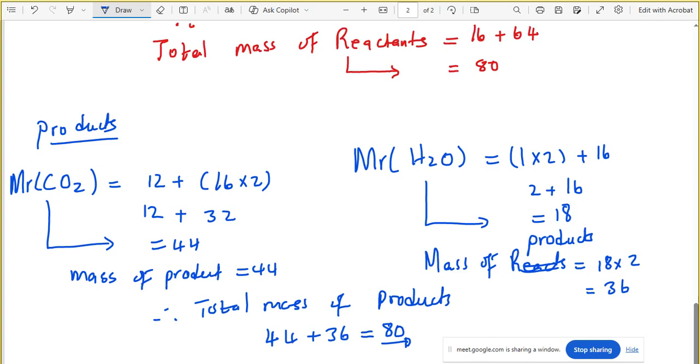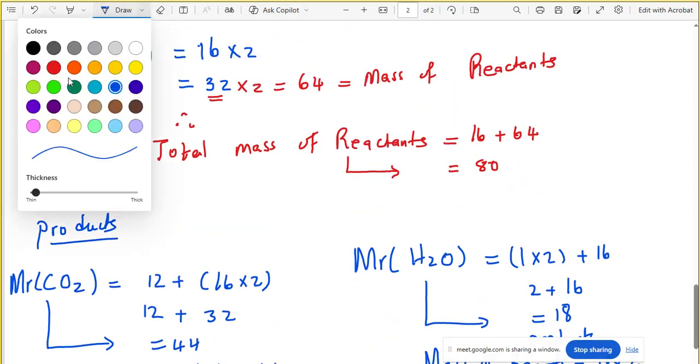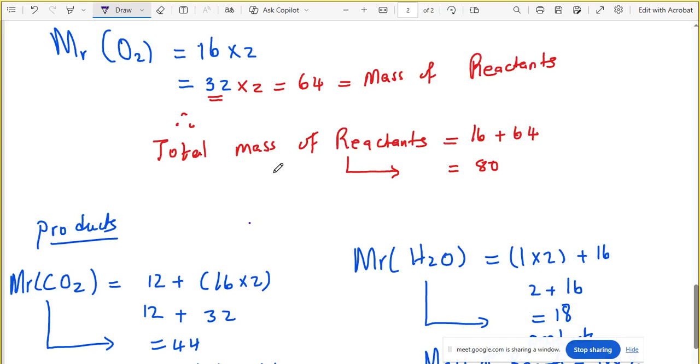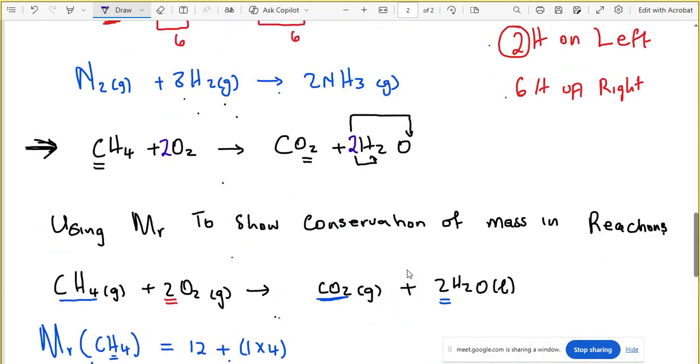Yes. So since the total mass of the reactants is 80 also, we can therefore conclude and say that the total mass before the reaction is equal to the total mass after the reaction. Therefore, the mass was conserved in the reaction. So the mass is conserved.